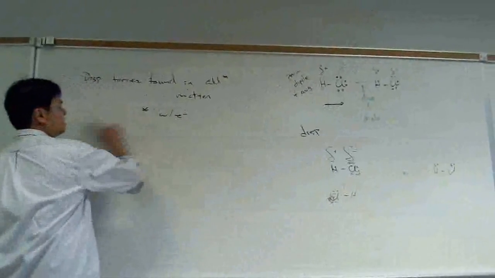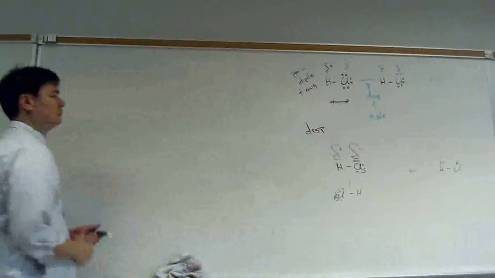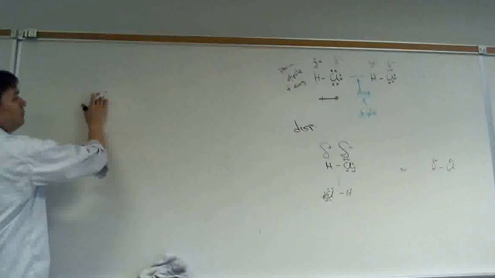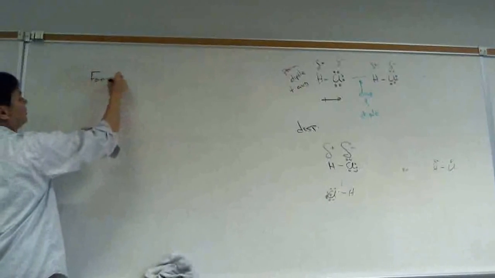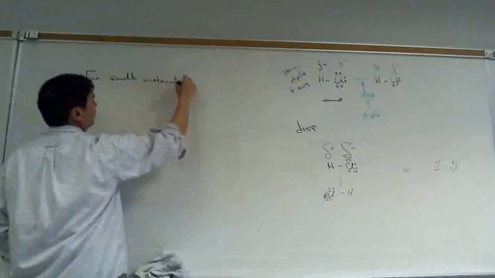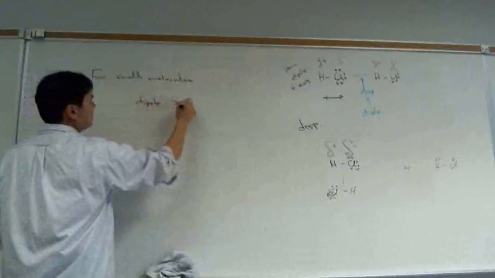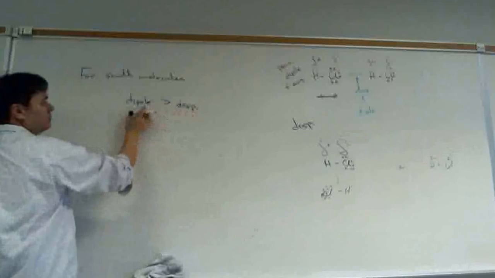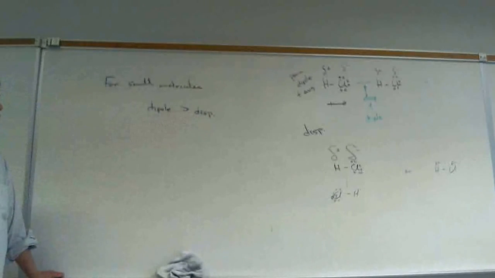So what do you think is a stronger force, dipole or dispersion? Dipole is, it's a permanent dipole versus an instantaneous dipole. So for small molecules, dipole is stronger than dispersion. A temporary dipole versus a permanent dipole. Both of them rely on dipole.